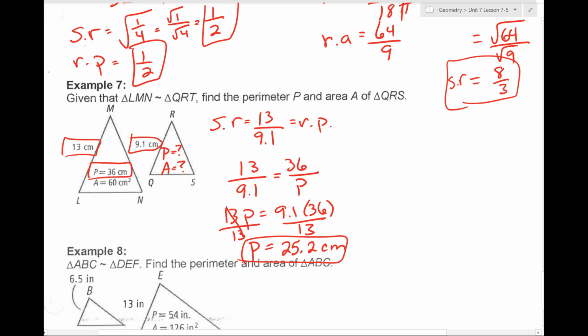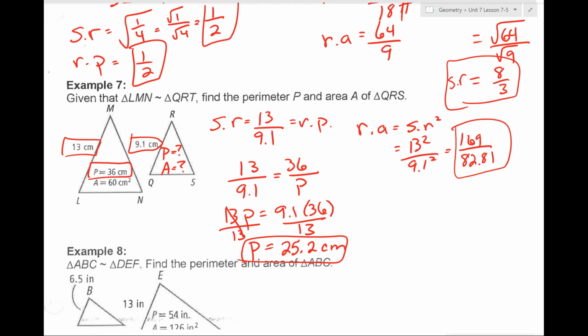Now I'm going to set up a proportion again for area. The ratio of area, if you remember, is your similarity ratio squared. So I'm going to do that real quick. I'm going to go 13 squared is to 9.1 squared. Well, 13 squared is 169, and 9.1 squared is going to be 82.81. So now this is my new ratio I'm going to use because I'm looking for area. So I have to use the ratio of areas to find area.